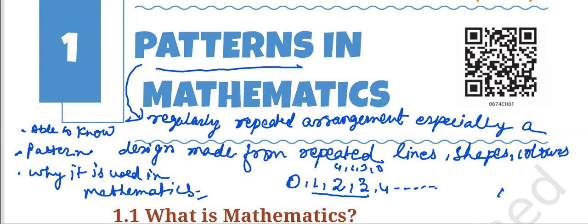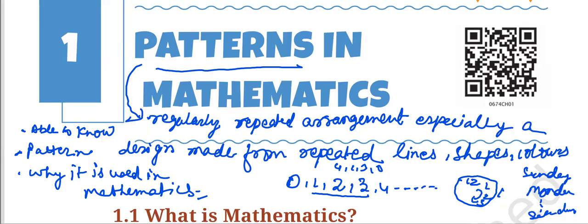Suppose we see a clock. A clock always follows a pattern to move. Which pattern does it follow? It follows the clockwise pattern. Like the days of the week, Sunday, Monday, up to Saturday. We never see that after Sunday comes Thursday and then Saturday, then Tuesday, and so on. No, it always follows a cycle of sequence.